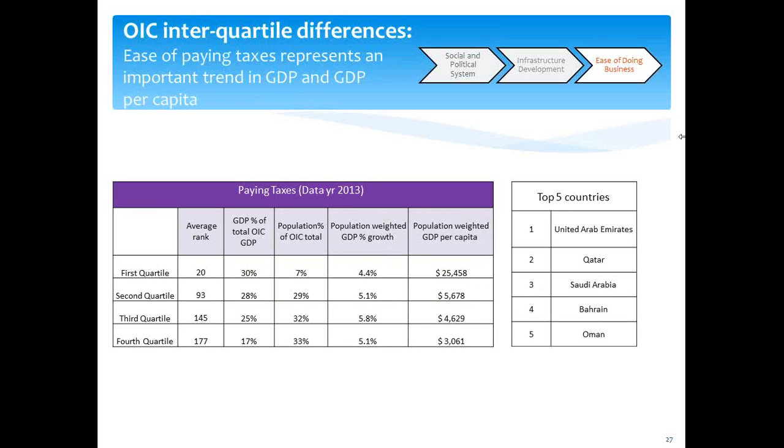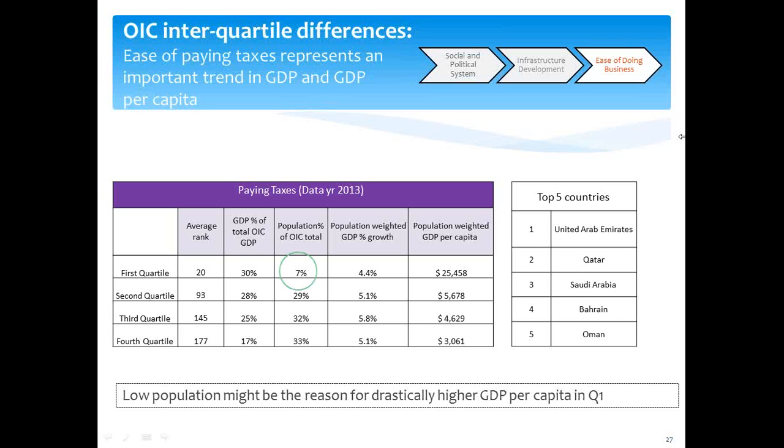So the next parameter that I'm going to discuss is paying taxes. And we find that just like before, there's a great disparity across GDP per capita, and also an interesting observation is that the population for the top countries is only 7% of the total OIC population, which points to the benefit of having a low population.